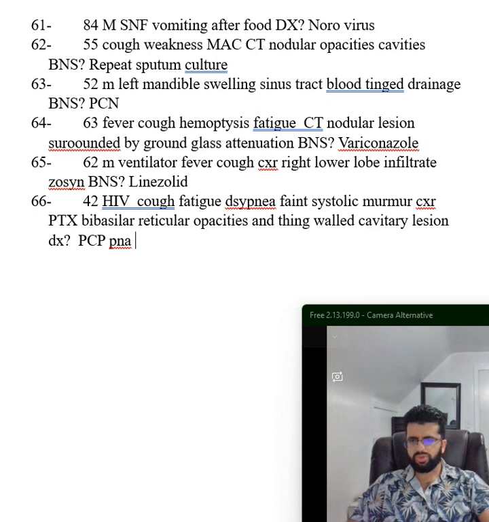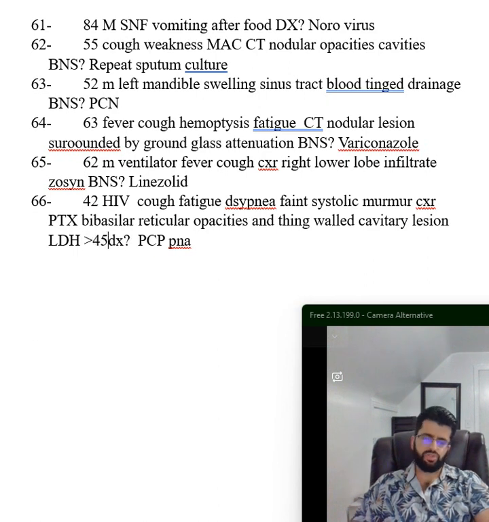Because it can cause spontaneous pneumothorax. It happens in 50% of the cases, and usually the other clue they give you, lactate dehydrogenase level, will be high. LDH will be above 450. This is a big clue. So if you have pneumonia with high lactate dehydrogenase, it's PCP pneumonia.